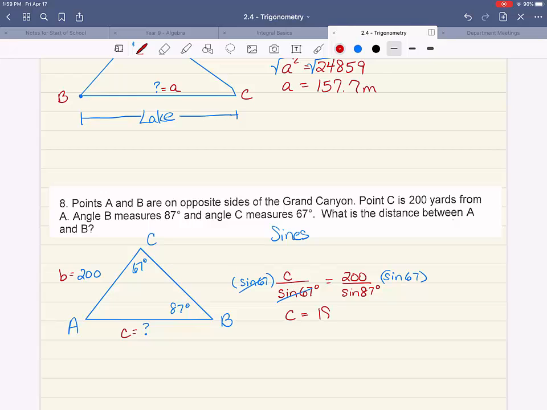So C is 184.4. And what was our unit of measure? It was yards. So I'm going to put yards right here. The abbreviation happens to be YDS. You could do it either way.